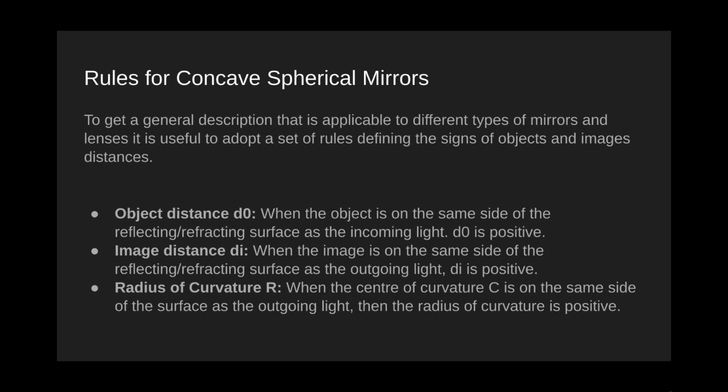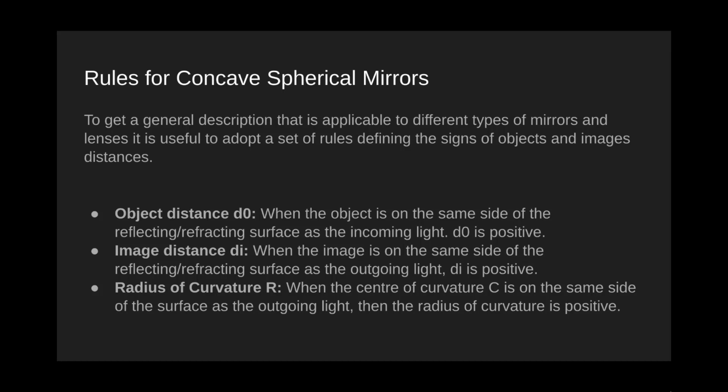Moving on, for the sign rules of a spherical mirror, this is quite important because it allows you to get your answers right in questions or exams. So we need a general description for mirrors and lenses, and we have three different criteria here: object distance, image distance, and radius of curvature. Your object is something that the rays are being produced from, these arbitrary rays, which are being reflected or refracted. So when the object is on the same side of the reflecting or refracting surface as the incoming light, the object distance d0 is positive.